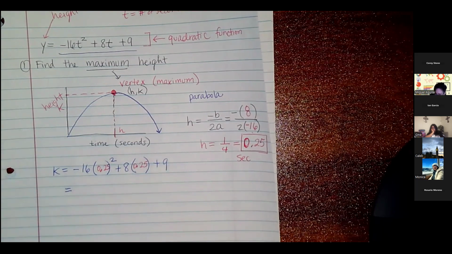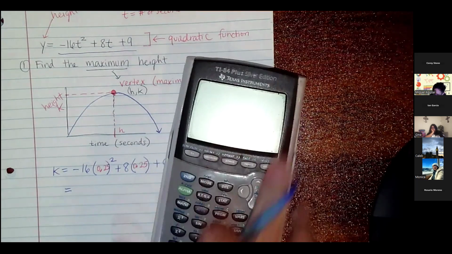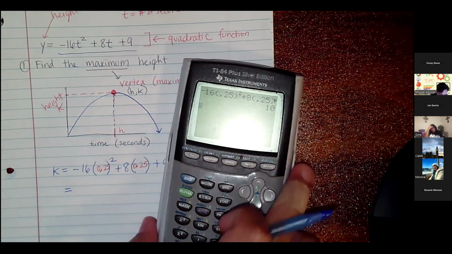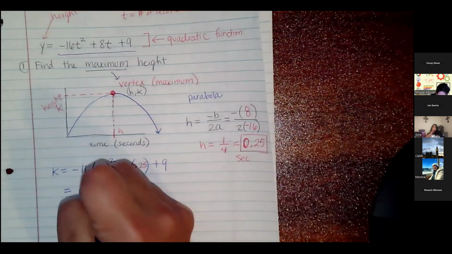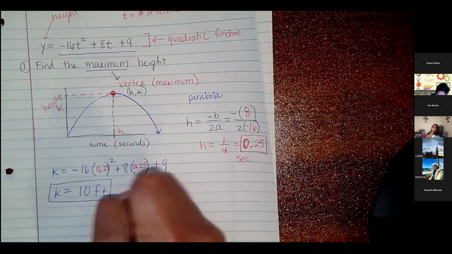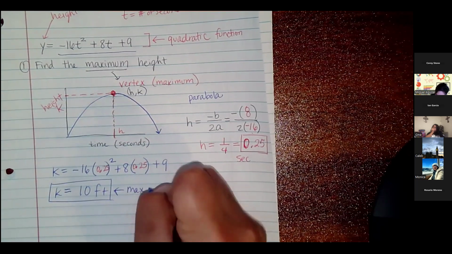So if we put this into the calculator, I'll just go ahead and throw it in if you guys are okay with this. -16 times 0.25 squared, don't forget your square, plus 8 times 0.25, close the parentheses, plus 9, and then we get 10. So the maximum height of the ball is 10 feet. The maximum height.